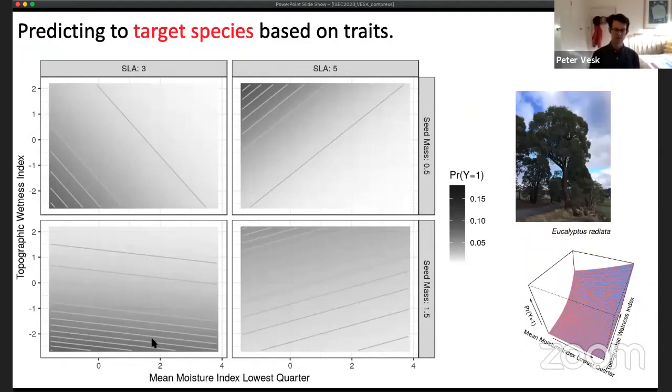So here, for combinations of low and high SLA in the columns and low and high seed mass in the rows, for responses to topographic wetness and to moisture in the lowest quarter, which is going from hot, warm, dry places to cool, wet places. For these different combinations, you can see that this one increases towards wetter areas but that are warmer and drier. And this one species combination increases to areas that are shedding water and that are warm and dry. Okay, so we can make segregated predictions. So how good are they?